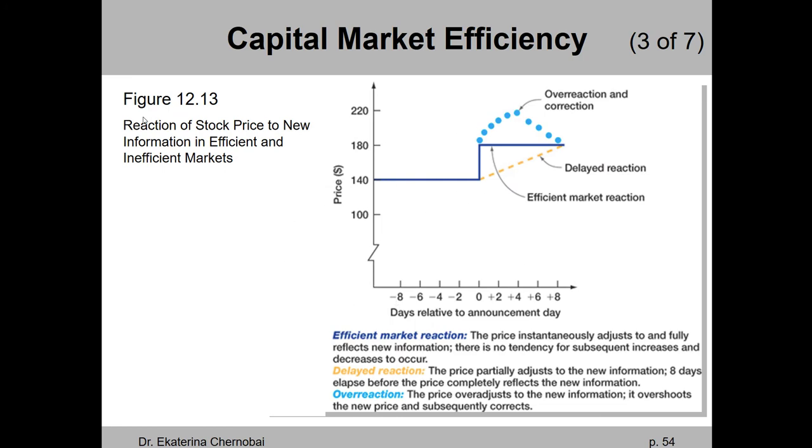Okay, on this chart we show the reaction of stock price to new information in efficient and inefficient markets. So 0 means the day when some announcement is made by some imaginary company. -2 means 2 days before that announcement will be made. Nobody knows about that announcement. People don't know about it yet. -4 means 4 days before. +2 means 2 days later, after the announcement has been made in the news, like it became public information. And on the vertical axis, we have price per share in dollars.